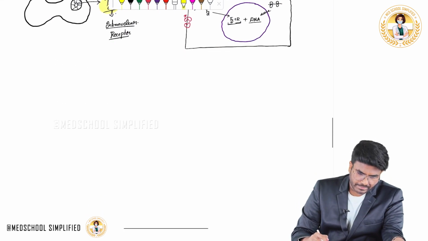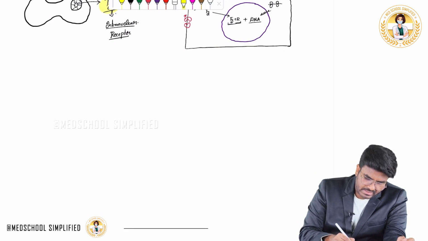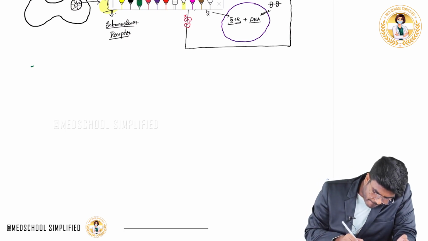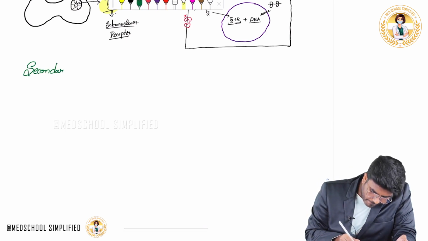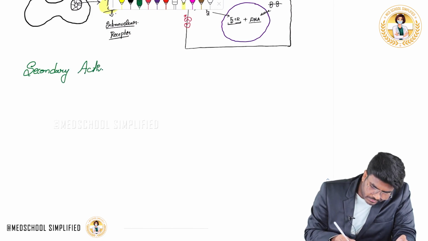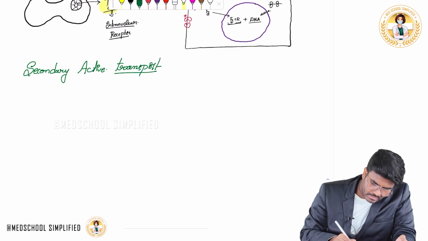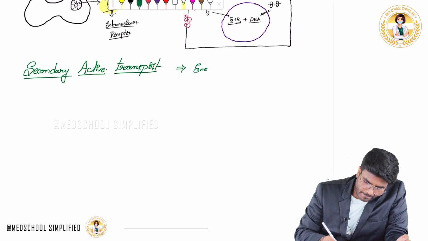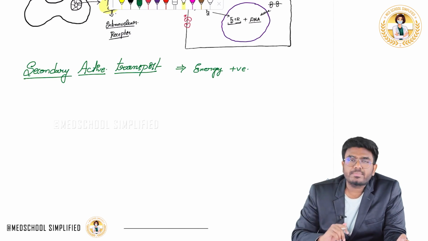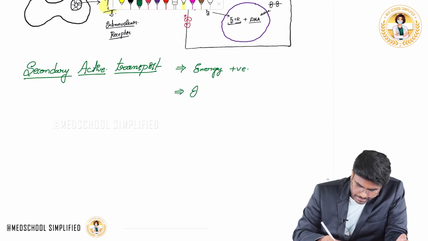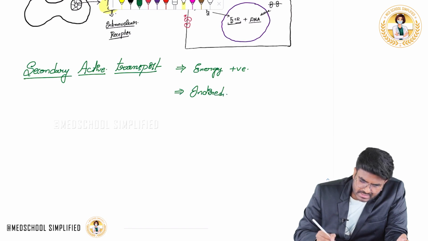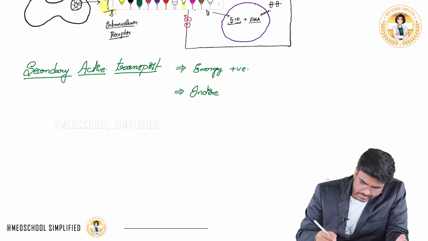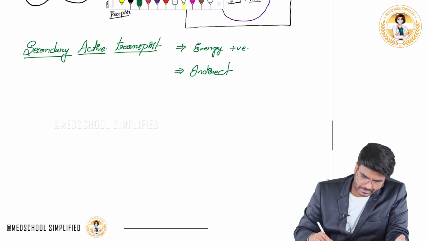Okay, done. Next, after this, let's discuss secondary active transport. So what exactly is secondary active transport? Is energy utilized or not? Yes, energy is utilized. Energy is involved in this process. Energy is present, positive, but indirect. So what do I mean by indirect? Indirect usage of energy.